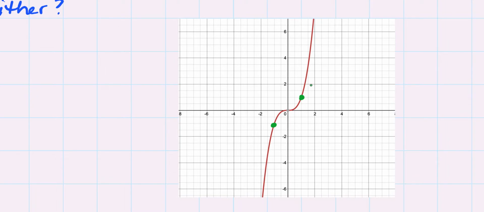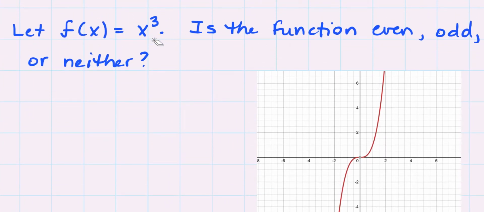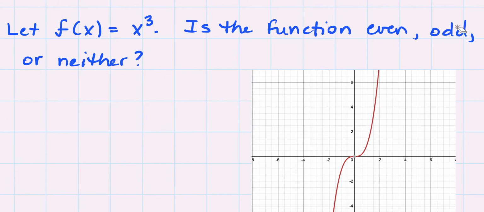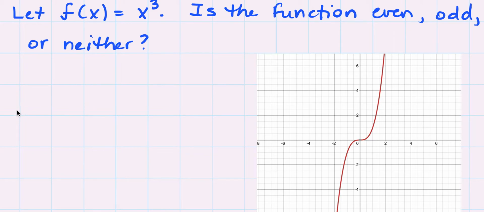Now, we want to show that this function, so the function being f of x is x cubed, we're going to show that it's odd. And this is how we're going to do that. What we're going to try to do is plug in -x into our function. So what happens if I plug in -x? Well, I'll get (-x) cubed.